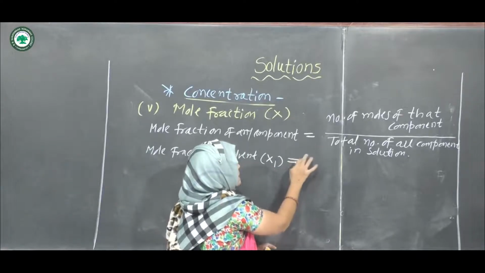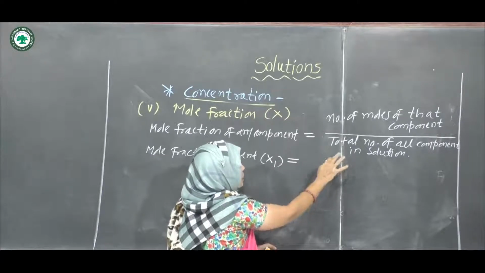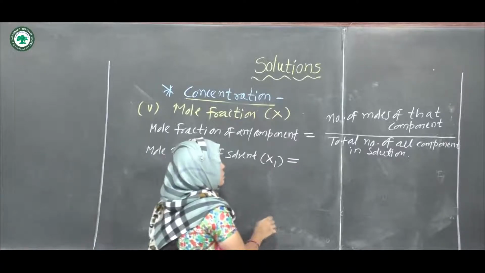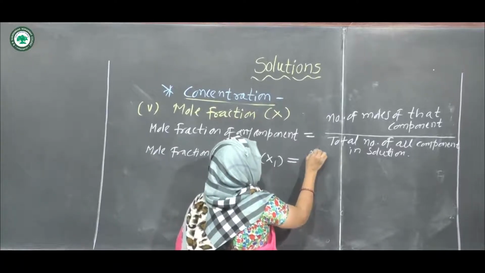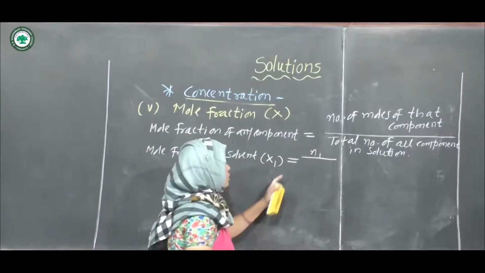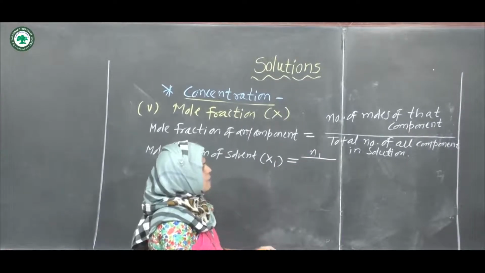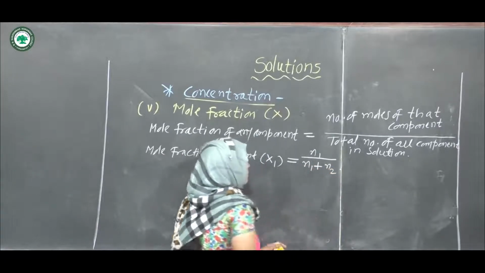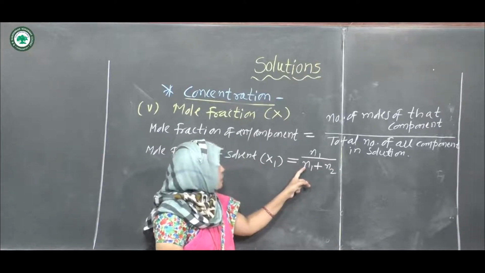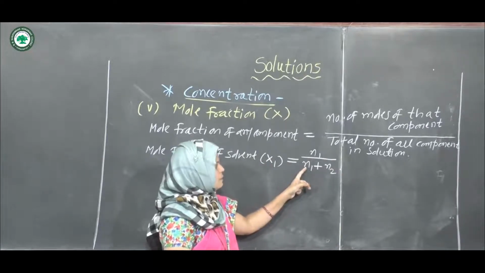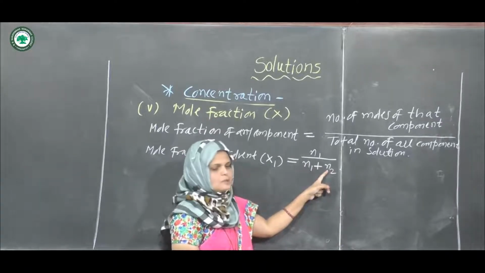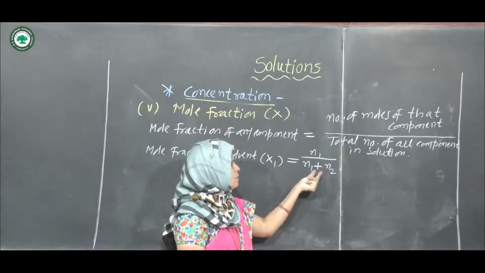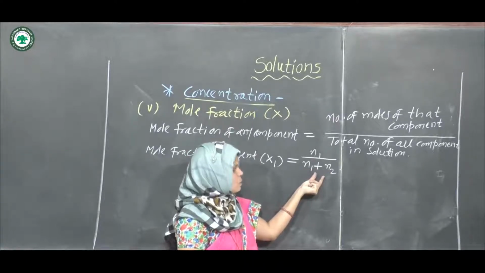The number of moles of that component, meaning the number of moles of solvent, divided by the total number of moles of all components of the solution. The number of moles of solvent is denoted by N1, and the total in a binary solution is N1 plus N2. N1 is the number of moles of solvent and N2 is the number of moles of solute. The sum of moles of solvent plus solute gives the number of moles of solution.